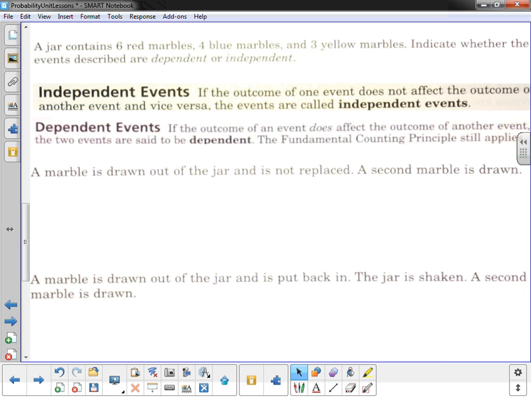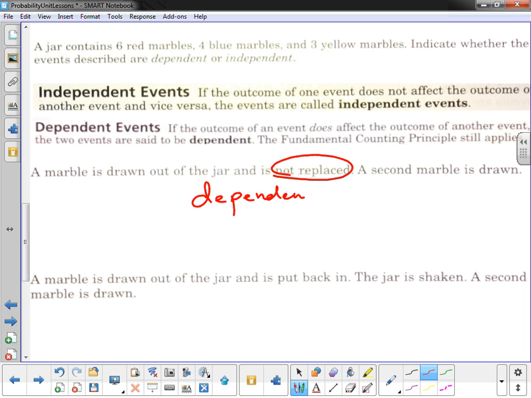So here we have a couple examples. We have a marble is drawn out of a jar and is not replaced. And a second marble is drawn. Now, is this an independent or a dependent event? Well, it comes down to this little statement right here, namely that it is not replaced. So if I take a marble out of that bag and I don't replace it, it's dependent, because now I no longer have that marble to be able to take it out with.